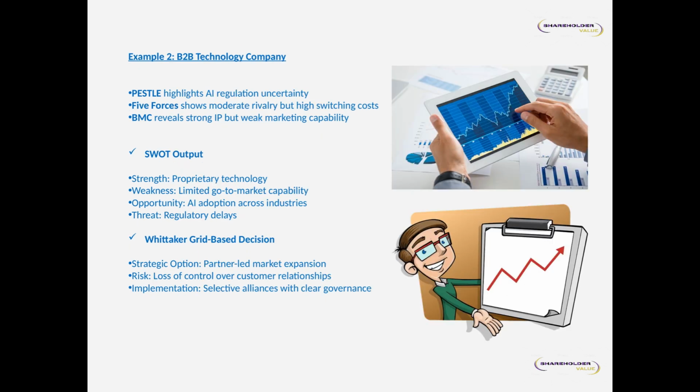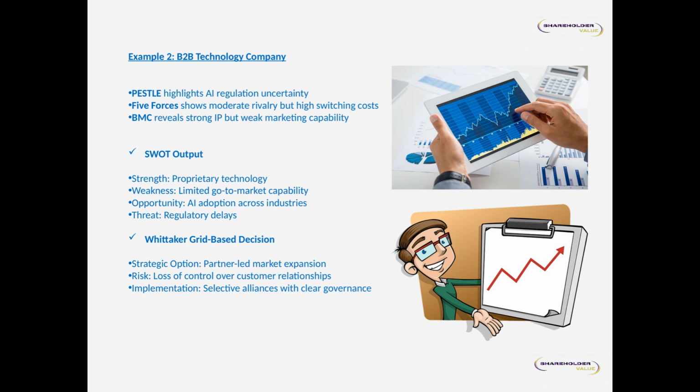In this example, the Pestle analysis highlights uncertainty around AI regulations, which is a key external factor affecting the company's environment. Looking at Porter's 5 forces, we see moderate competitive rivalry, but high switching costs for customers, which can act as a barrier to losing clients.